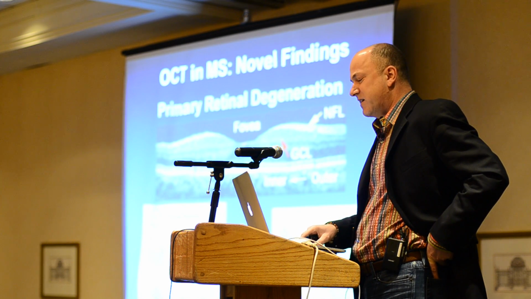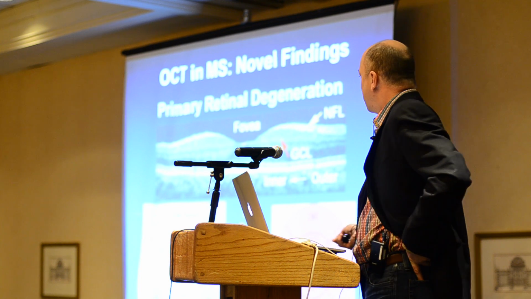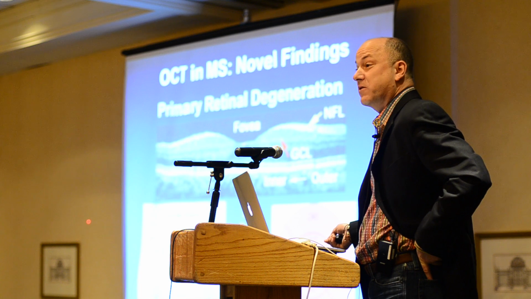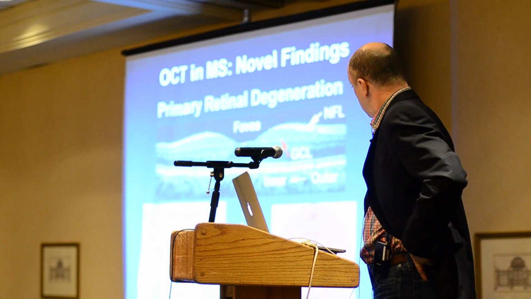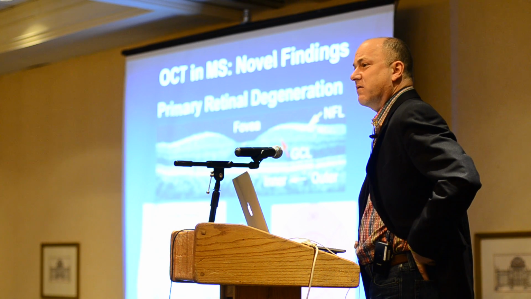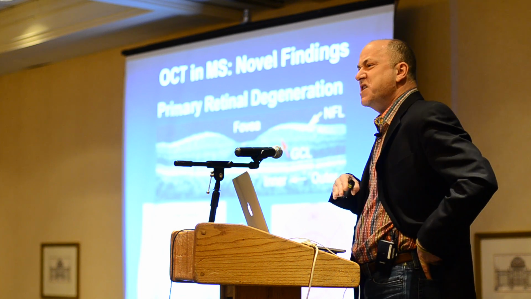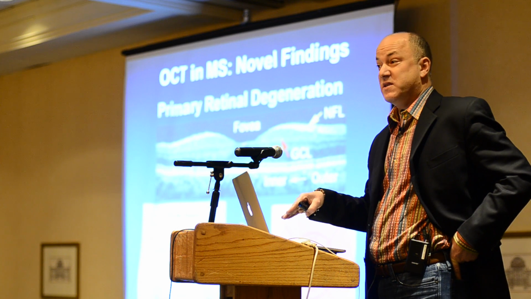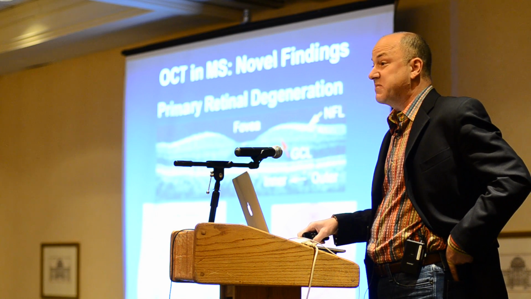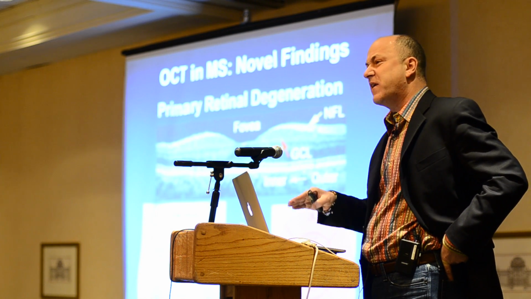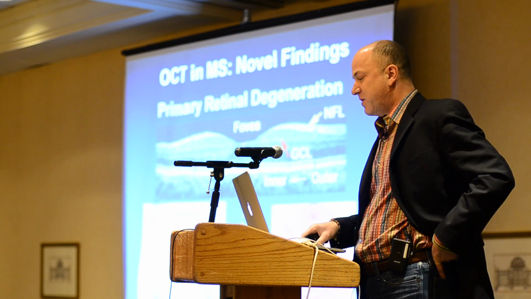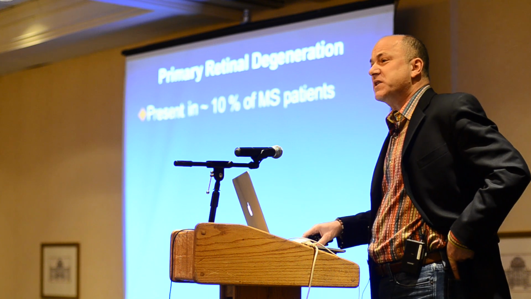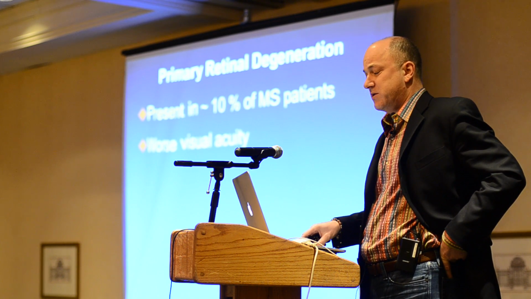But we notice that in a subset of MS patients with no optic neuritis, notice here, nice, happy, healthy green, okay? It's all thin here. So this retina is thinning. Nerve cells are dying in the retina, despite the fact that there's no evidence of optic nerve injury. It's not a secondary effect of optic neuritis. It's a primary retinal degeneration. And this we've noticed in about 10% of MS patients.